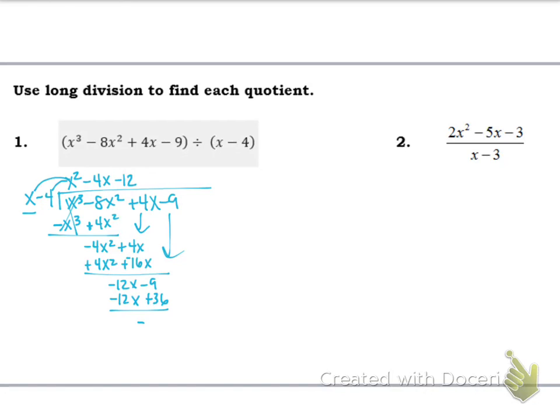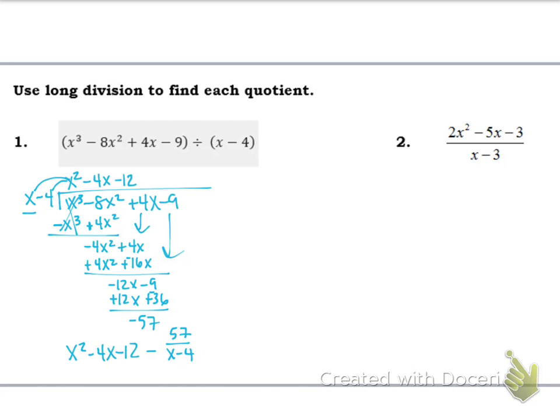Okay, so my end answer here, I need to flip all my signs, so flip, flip. So I get negative 57 as my remainder. So if I'm dividing x minus 4 out of that, I get x squared minus 4x minus 12 minus, I have 57, and I'm still trying to divide that x minus 4 out of it. Okay, so that's going to be my final answer if I was dividing x minus 4 out of that big set of that x cubed.